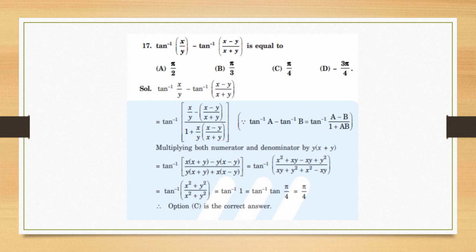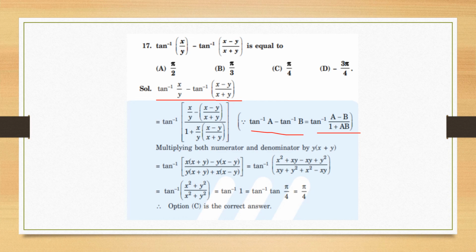Number 17 is tan inverse x upon y minus tan inverse (x minus y) upon (x plus y) is equal to. 4 options are given and out of which only one is true. So tan inverse x upon y minus tan inverse (x minus y) upon (x plus y) is of the form tan inverse a minus tan inverse b, and the formula for which is tan inverse (a minus b) upon (1 plus ab). So this is a, this is b.